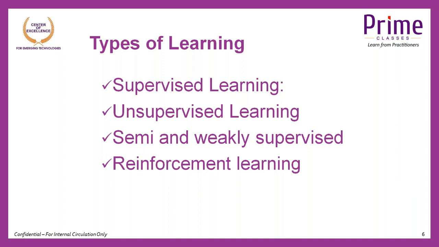We'll also talk more about these things. Then third, what you see is called semi-supervised and weakly supervised. That means it's a mixture of supervised and unsupervised, but the concept is the same. And the fourth type on your screen is called reinforcement learning. Reinforcement learning is also called learning by feedback.